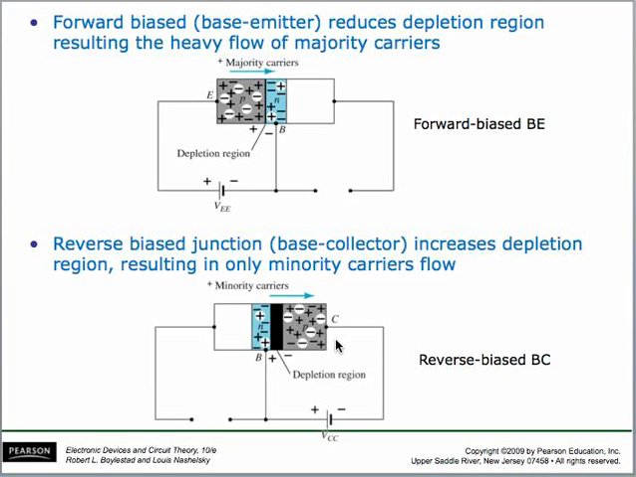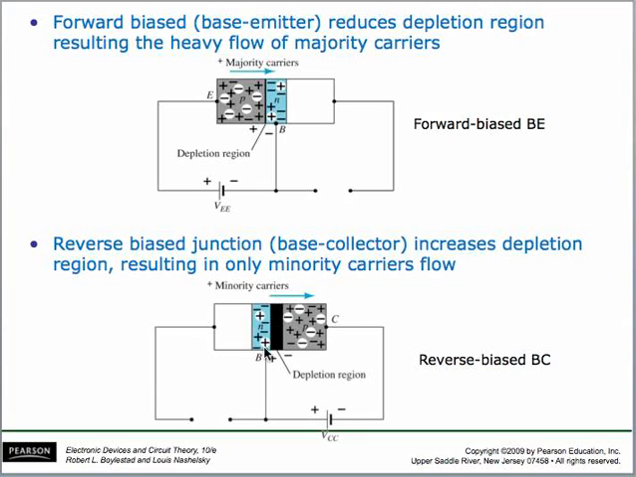Now let's look at what is happening in the base-collector terminal. So let's take out the sources. Let's take out the VEE, and let's just concentrate on what happens at the base and collector. Now for the base and collector, the situation is different because the base-collector junction is reverse bias. You can see that the collector is P-type, but it is connected to the negative terminal of the battery. So you do not have any majority carriers flowing in this circuit.